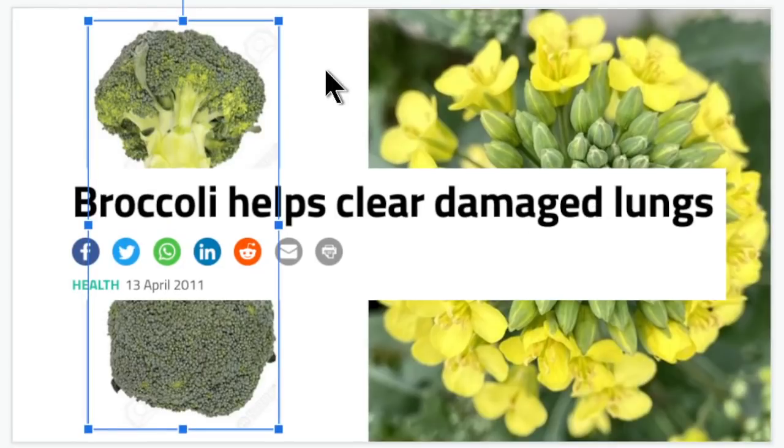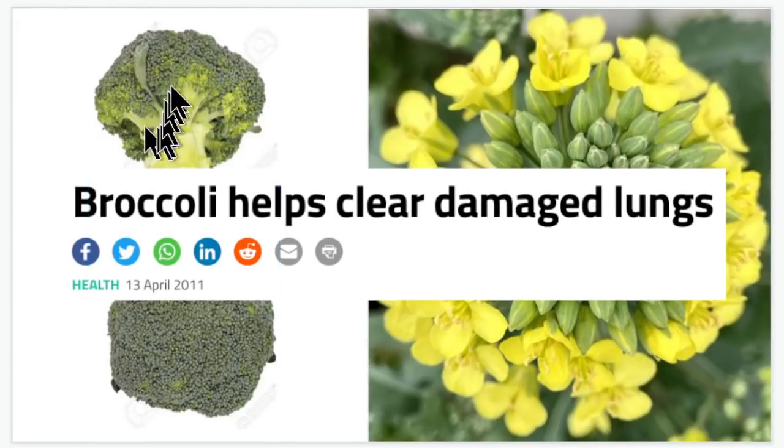And what does broccoli look like? Well, when you look at it closely, it looks like the lungs. See, God labeled everything right on it, what everything is good for. And the broccoli looks like lungs. And what do you know? Broccoli helps clear damaged lungs. And this goes for all food. And God said that all things were good to eat.